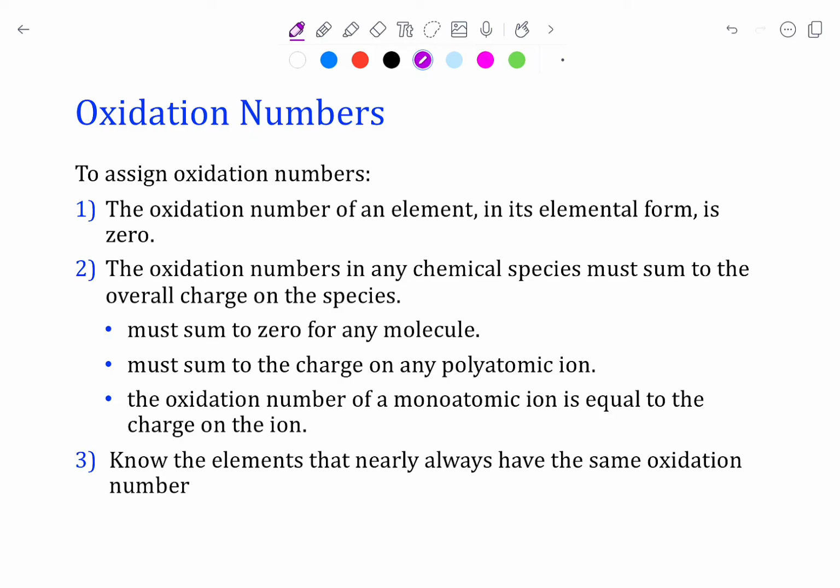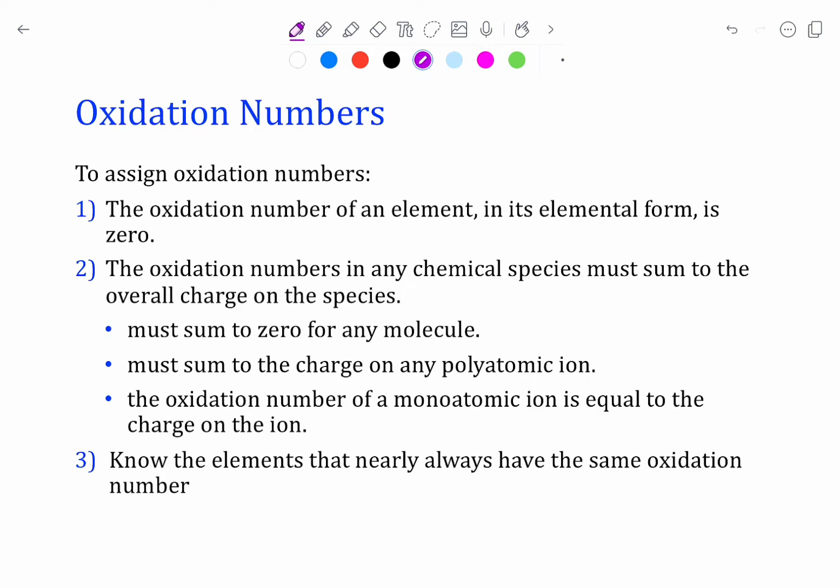The oxidation numbers in any chemical species must sum to the overall charge of that species. So, if the molecule overall has a neutral charge of 0, then all of the oxidation numbers, when added up, have to also equal 0. If there's a charge on that compound, so if there's an ion present, all of the oxidation numbers have to add up to that charge, positive or negative. You have to take the sign into account.